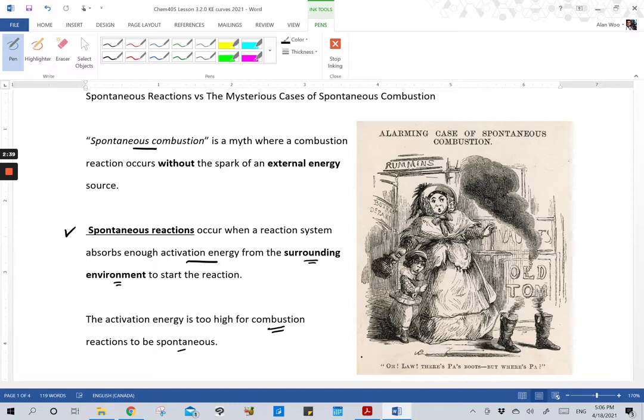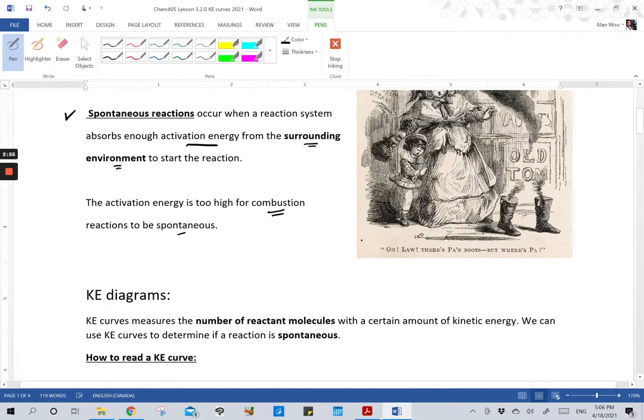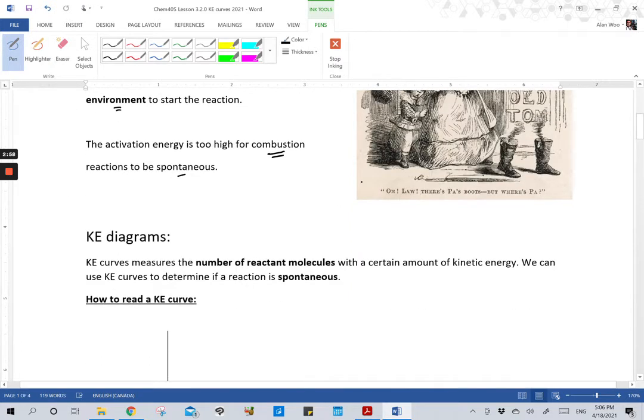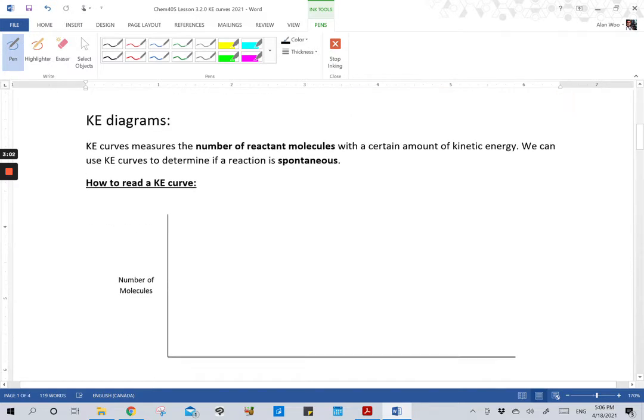But since we're talking about spontaneous reactions, just drawing energy from the environment, that is very plausible. And we're going to look at how we can figure out whether or not a reaction is spontaneous. One of the things we have to look at is called a KE diagram or a KE curve. A KE curve is very different from a potential energy diagram.